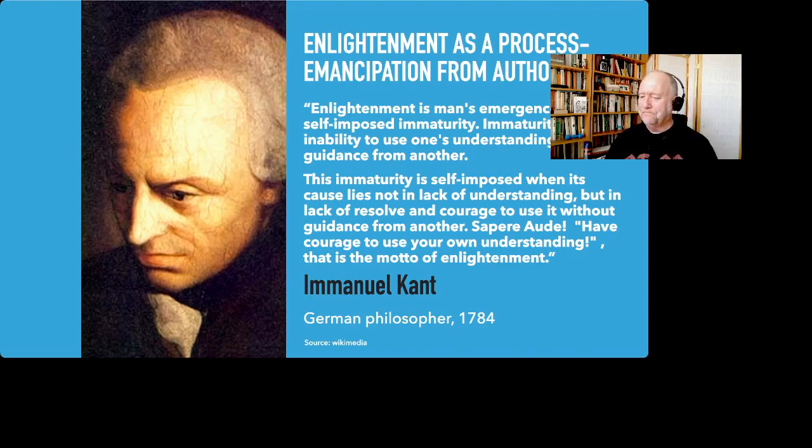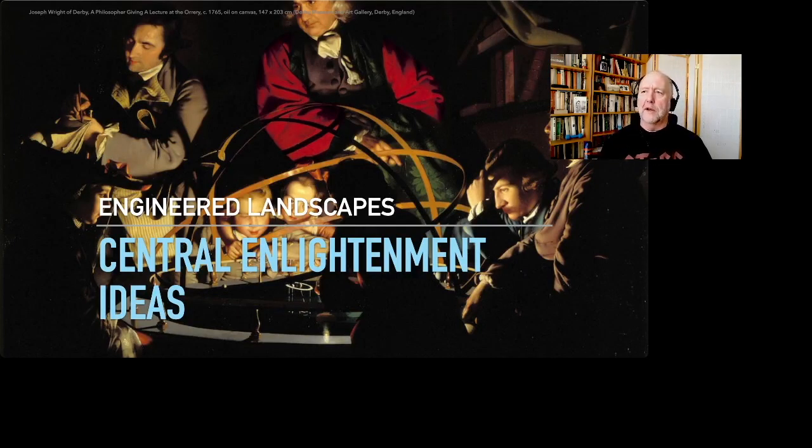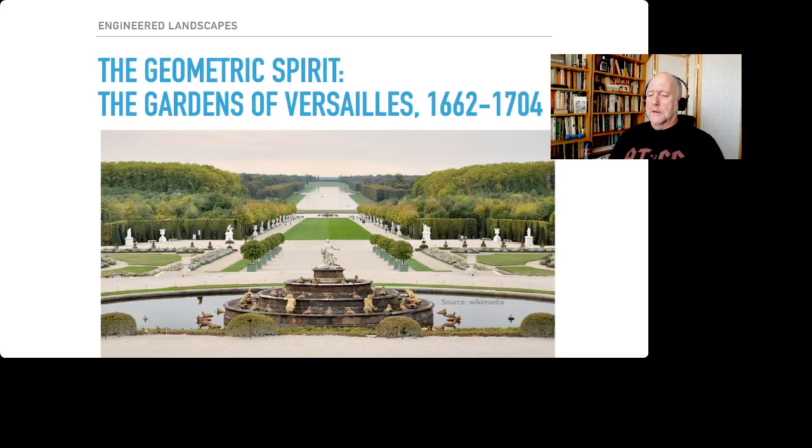Now, it's a view that we've all encountered, I believe. Here is a very famous Enlightenment painting of an astronomer showing people how the geometry of the heavens works. But the most interesting expression of the Enlightenment, the central Enlightenment ideal, is the geometric spirit.